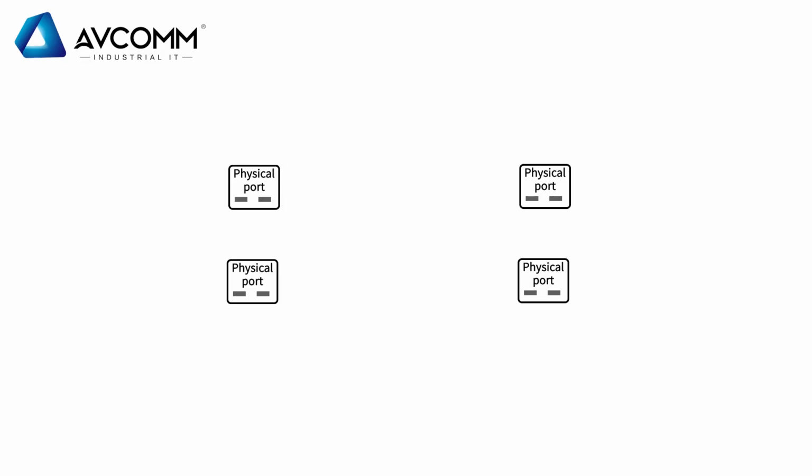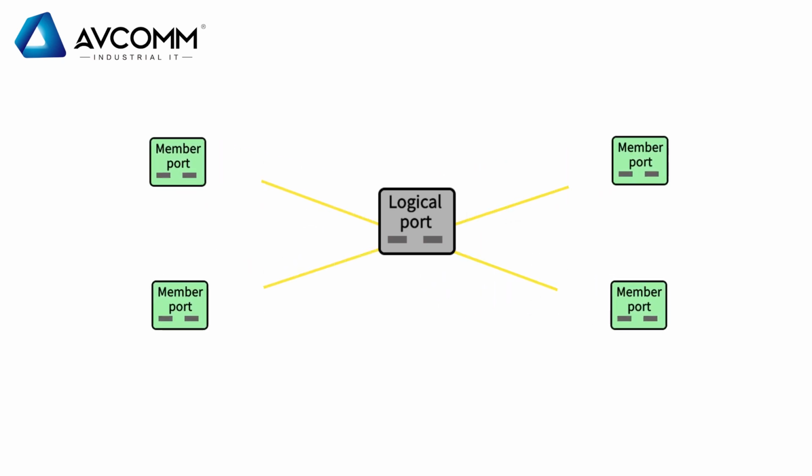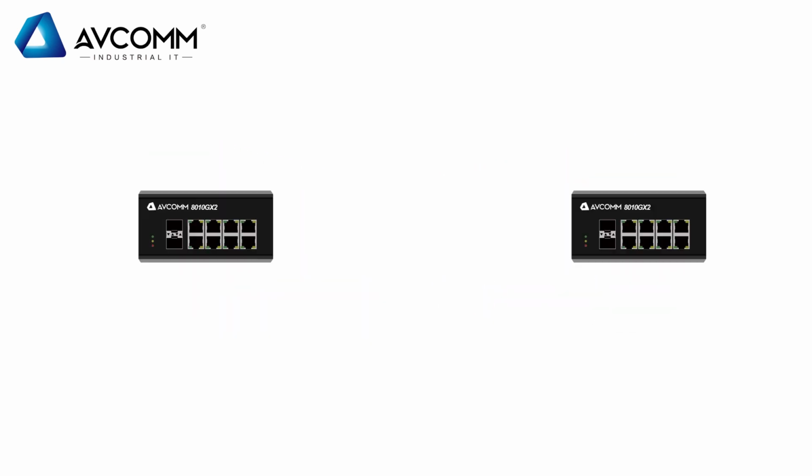Link aggregation refers to the aggregation of multiple physical ports to form a logical port to implement load sharing of inbound and outbound traffic throughput among member ports. The main function is to increase link bandwidth and realize mutual link backup.